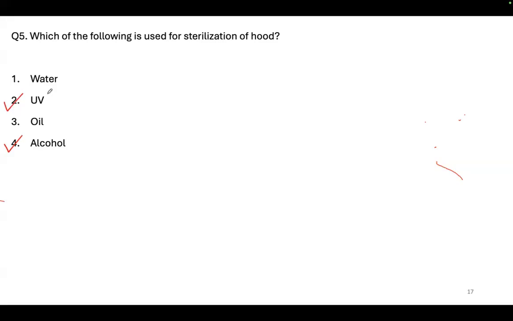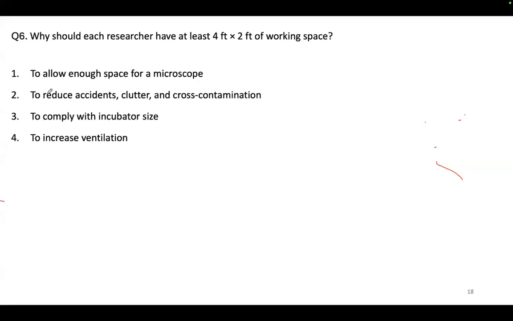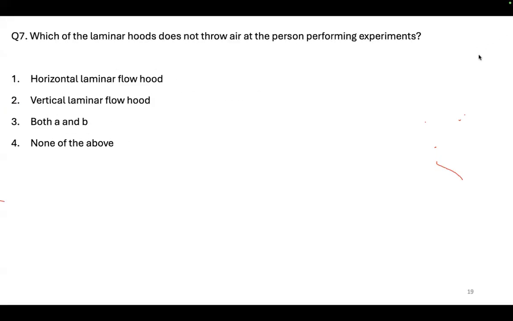All right. So great. And then we talked about this 4 feet by 2 feet roughly. Why is that a recommendation? Working space. And here we are not talking just about the incubator or the hood, but you want enough space because you don't want any accidents happening. You don't want people bumping into each other and their plates falling. All right. Oh, one more question. Which of the laminar hoods does not throw air at the person who's performing the experiments?